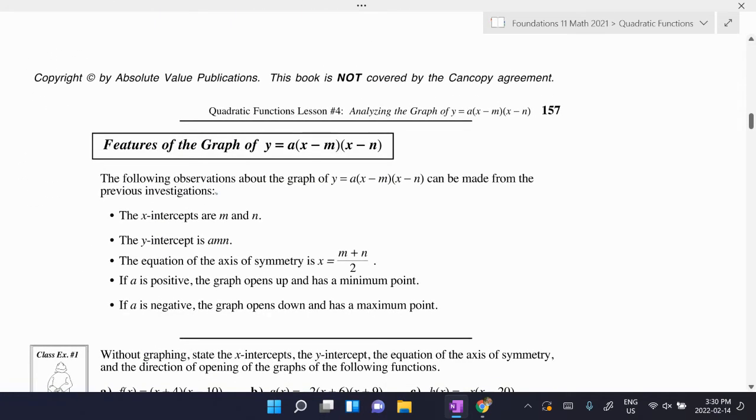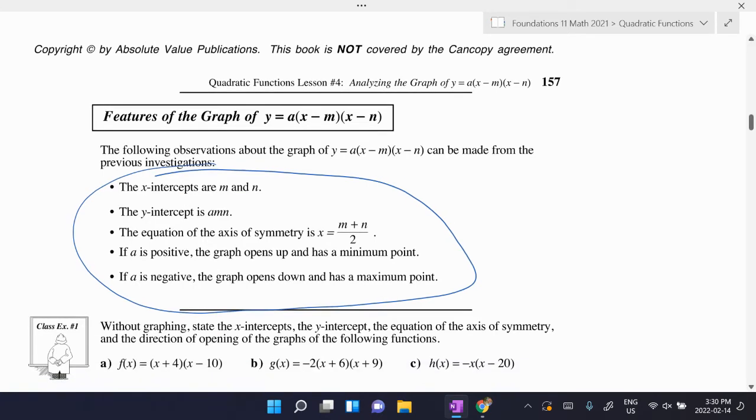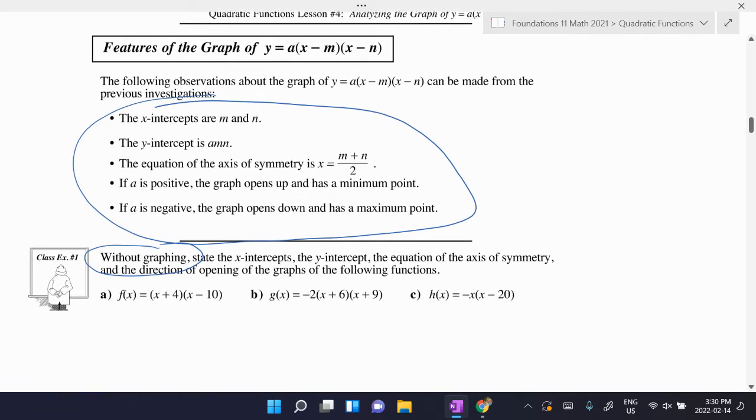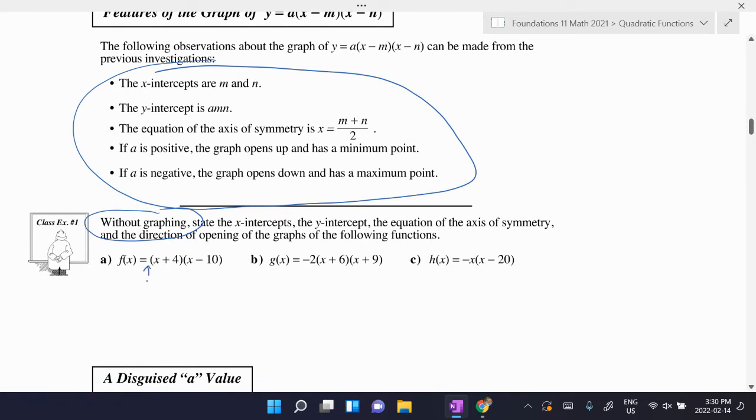So now here is your full list of everything you need to know about this form. Okay? Without graphing, state the x-intercept, the y-intercept, the equation of the axis of symmetry, the direction of opening up or down. Okay? So let's think about this for a second. Our A is 1, M is -4, N is 10.